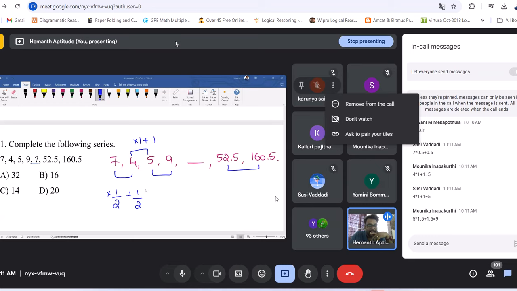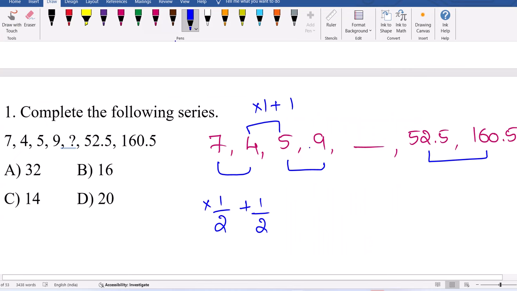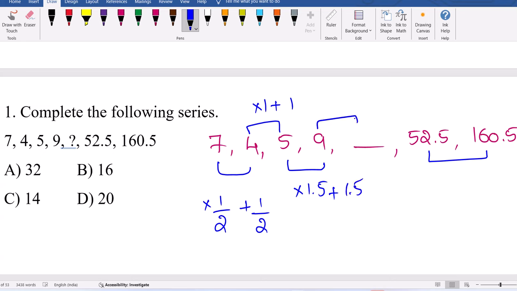The main logic lies here. So yeah, into 1.5, perfect. Many will think about into 2 plus 2 here, but here it is 1.5 plus 1.5. Here multiply by 2 plus 2. Then multiply with 2.5 plus 2.5. You just check it out. All this will satisfy. And multiply with 3 plus 3.